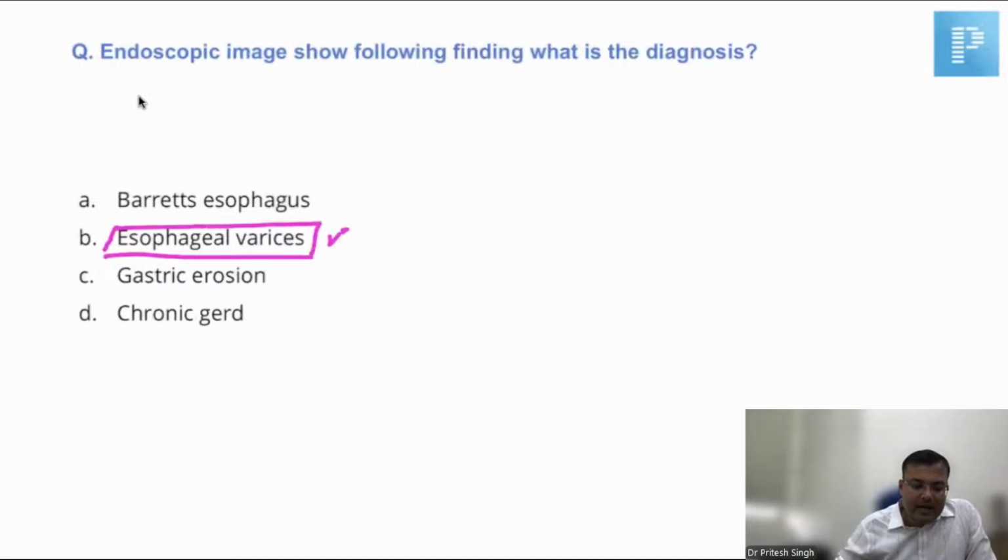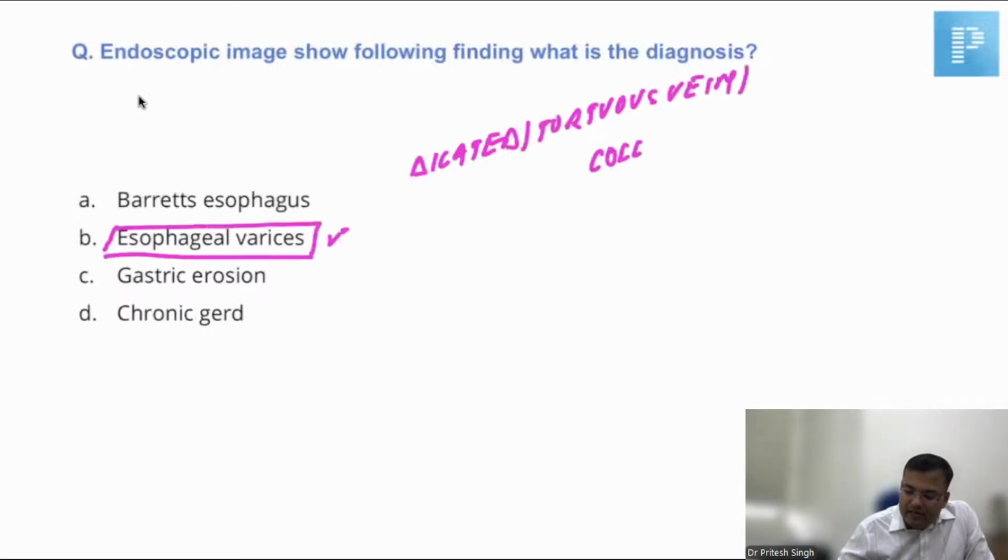Okay. Sudeep Saha wants to say that, sir, it is a dilated tortuous vein in endoscopy. Yes, a dilated tortuous vein in endoscopy, that is esophageal varices. Clear? So there was a dilated tortuous vein. These are actually collaterals, right? So this is esophageal varices, right?